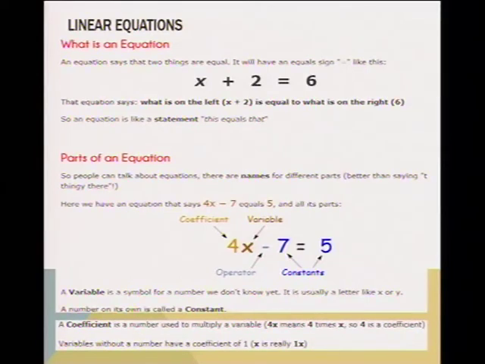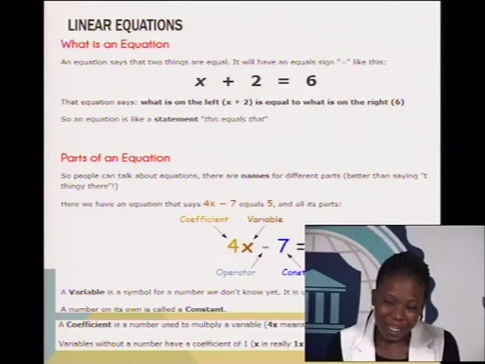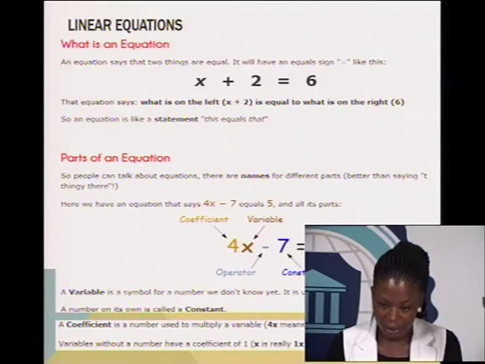Okay? The equation is a simple thing. It just states that what is on the left is equal to what is on the right. That's it. Let's say, for example, you have x plus 2 is equal to 6. It means if you find the value of x on the left and add it to 2, it will give you 6. So 6 is equal to 6.